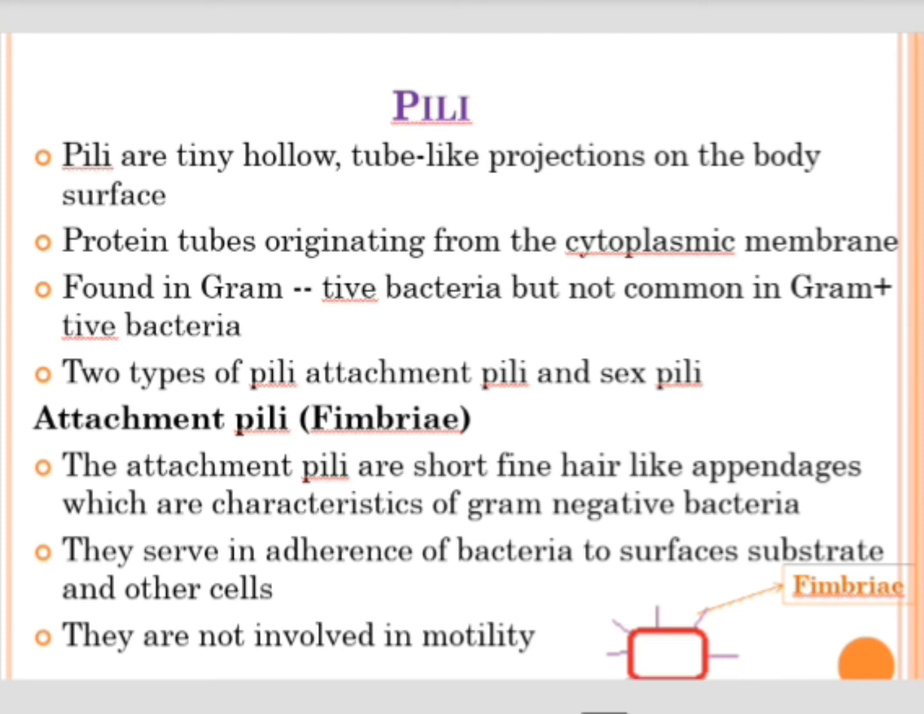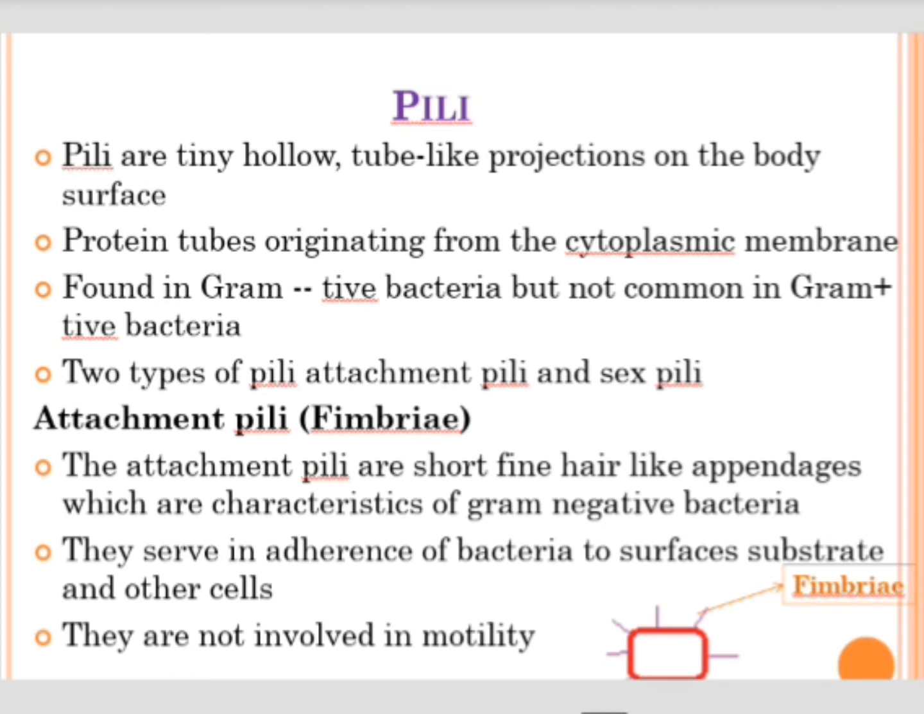So attachment pili are short, fine hair-like appendages. They are characteristic of gram-negative bacteria, and as the name suggests, they help to adhere the bacteria to the surface of cells or the surface of some substrate. So that is why they are called attachment pili. It helps the bacteria to get attached with the substrate or other cells. They have no role in motility.